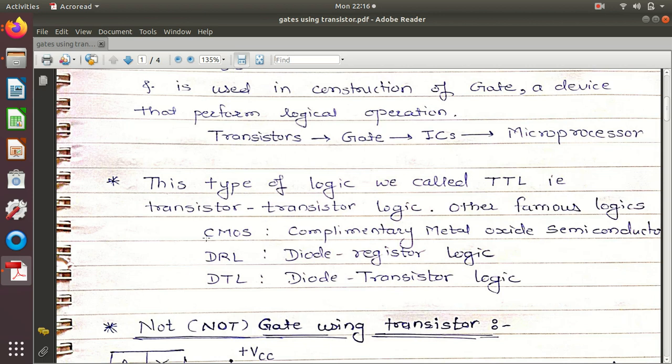Apart from these two logics, there are a few others also, like diode resistor logic, wherein we use a combination of diodes and resistors to form a gate. One can use the diode transistor logic to construct a gate, wherein the input is given to the diode and the output is taken from the transistor. And in this way, we can form a gate.